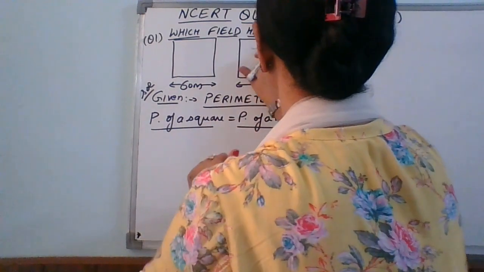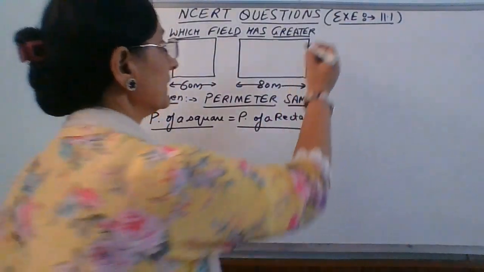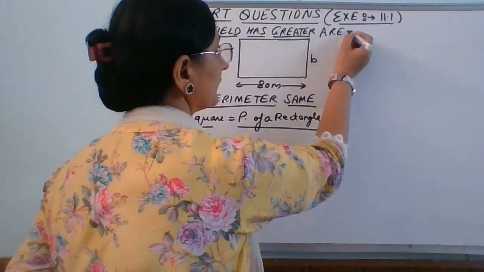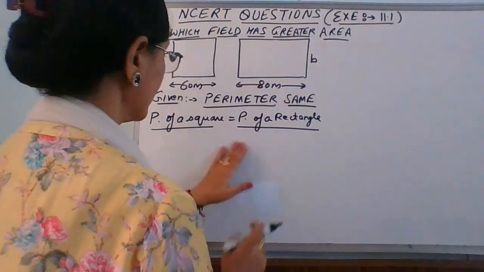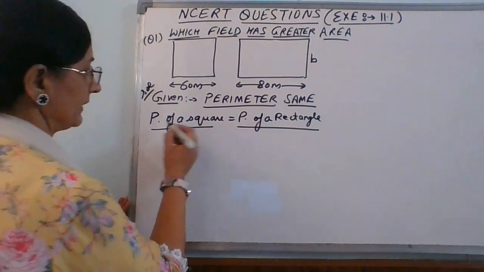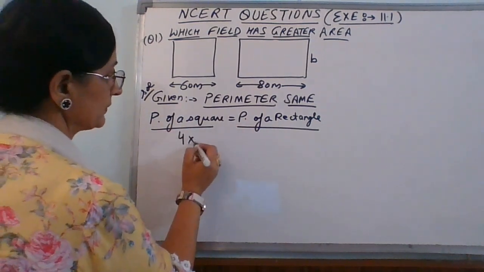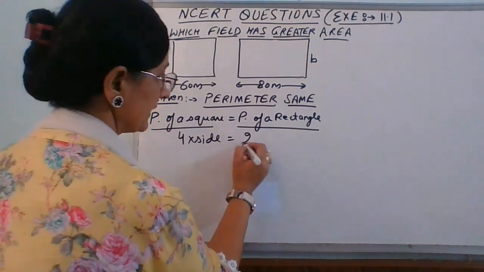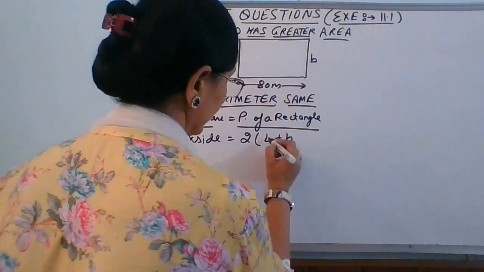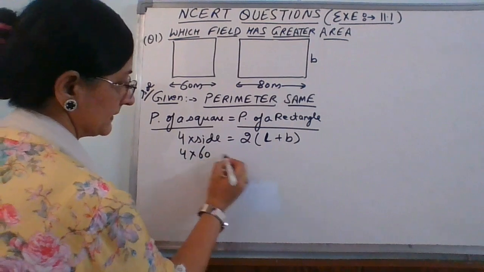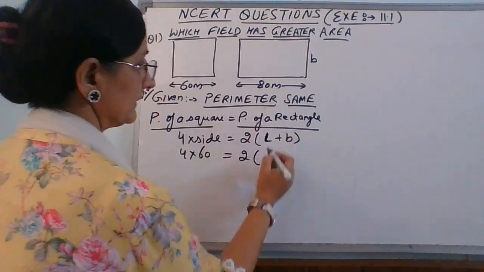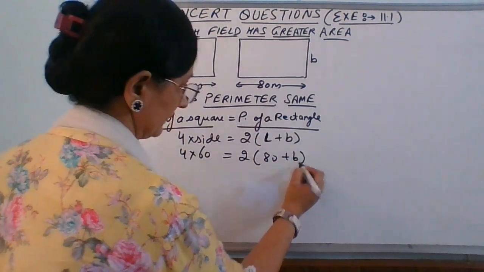Which field has greater area? You have to find the area. Now first we'll be using what is given, the perimeter of a square, that is 4 into side. We'll write the formula first, and here it is 2 into (length plus breadth), right? Okay, now 4 into side, what is side? 60. Okay, here length is given 80, breadth is not given, right?